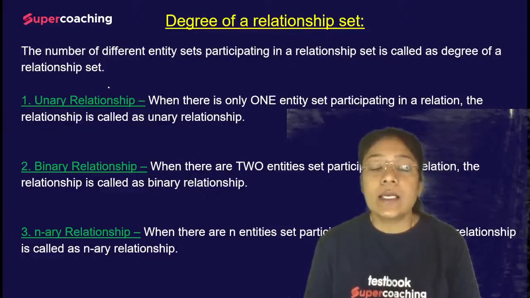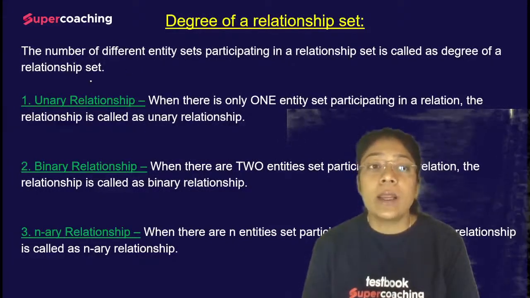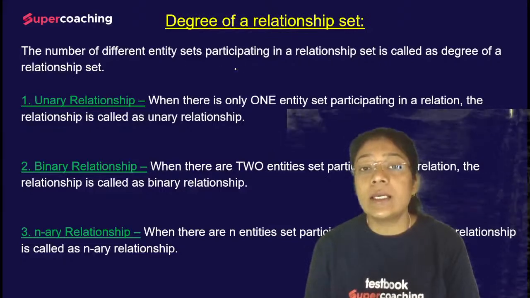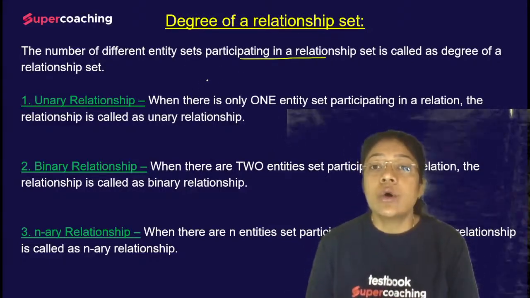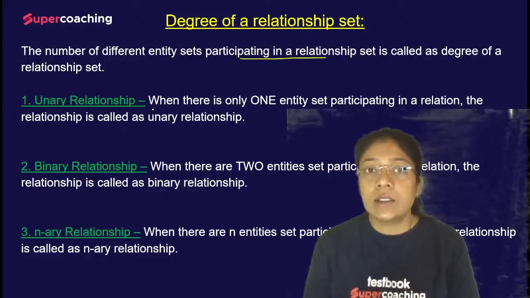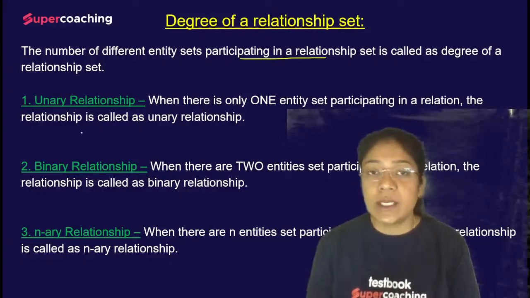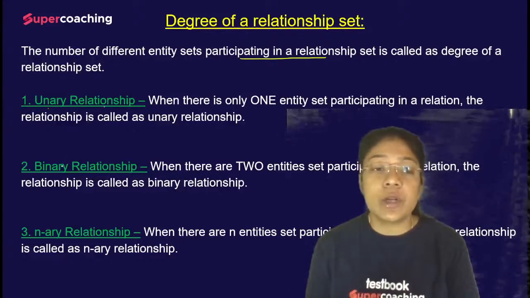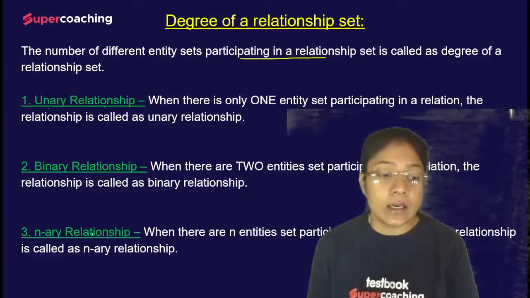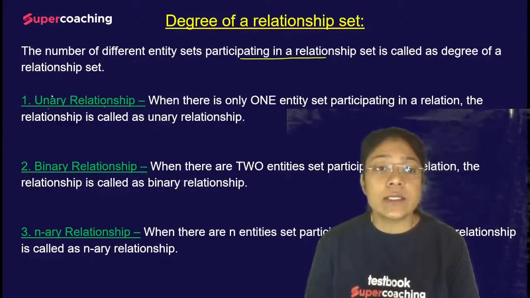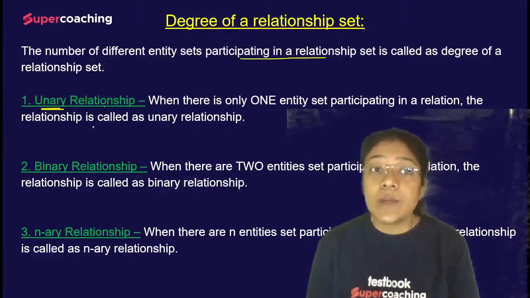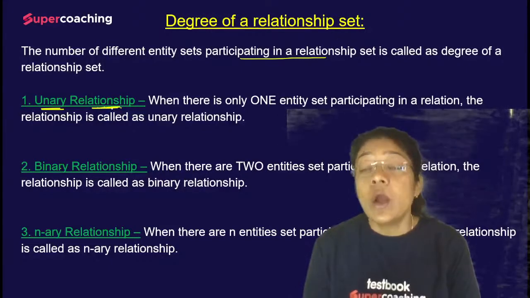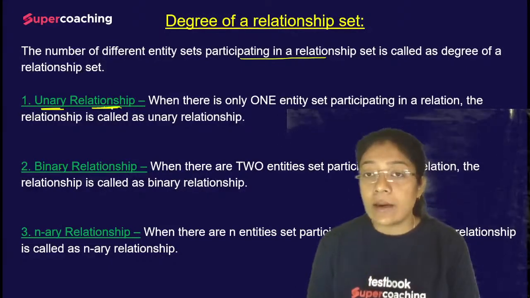So degree basically represents how many different entity sets are participating in a relationship. Okay, so basically there are three types of relationship set: unary relationship, binary relationship, and n-ary relationship. The name itself suggests that unary is nothing but one. This means that in a relationship, only one entity is there.